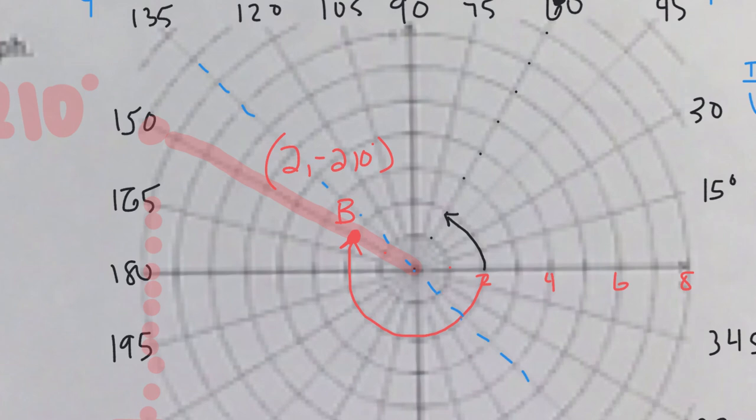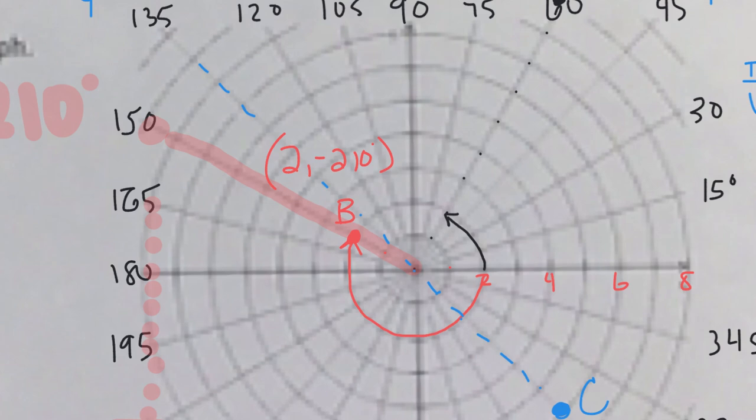1, 2, 3, 4, 5, 6. 6 units in the opposite direction of 3 pi over 4, right? We're walking backwards while looking directly at 3 pi over 4. So make sure that you are tracing carefully that exact opposite line to get the correct coordinate.